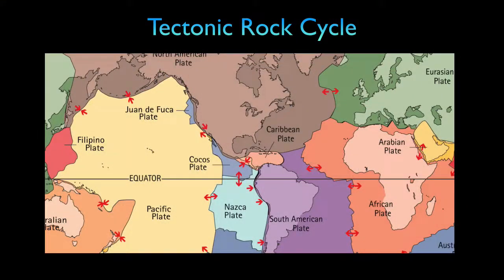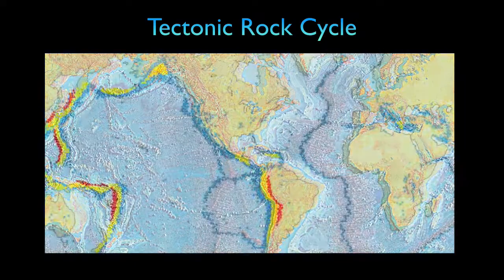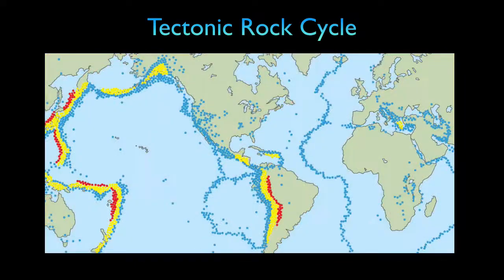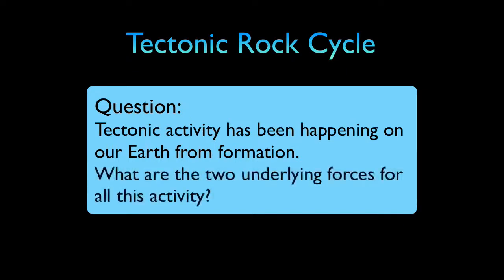Tectonic activity explains the origin of mountain chains, the formation of and the destruction of ocean floors, the three types of rocks found on Earth, and the global distribution of earthquakes and volcanoes. Question: tectonic activity has been happening on our Earth from day one. What are the two underlying forces for all of this activity? Onward!